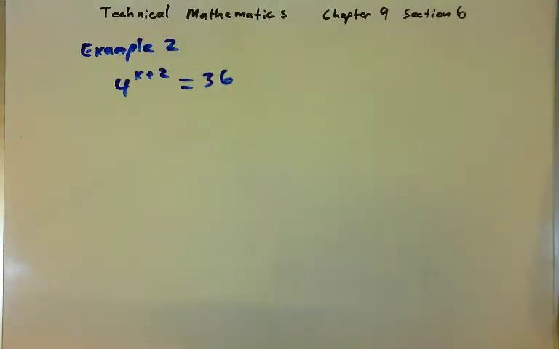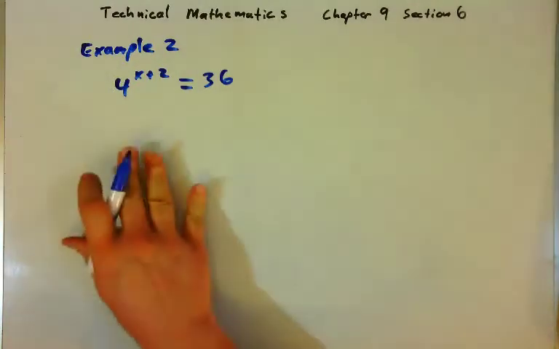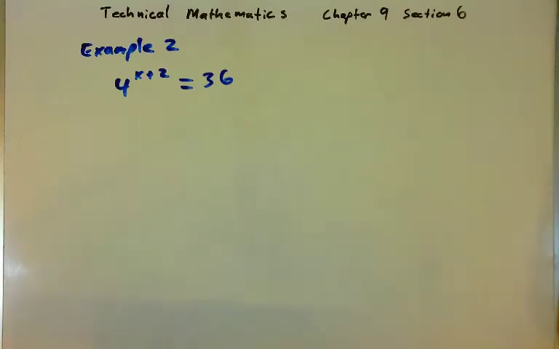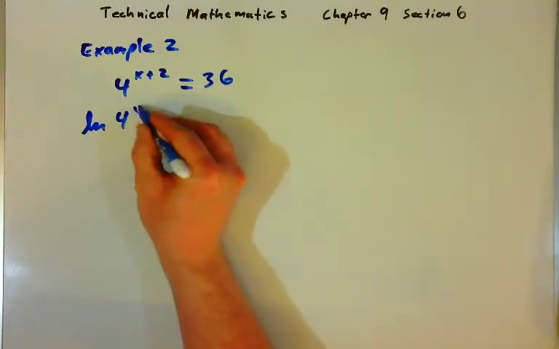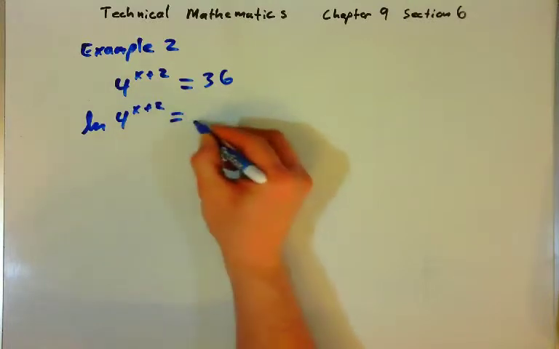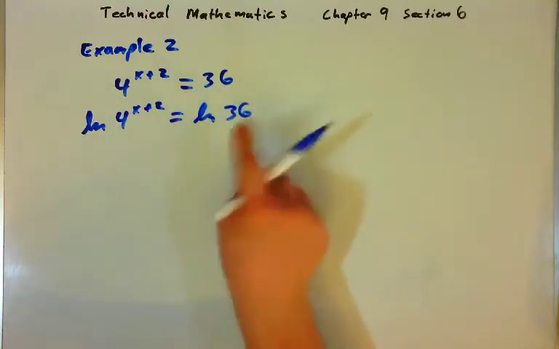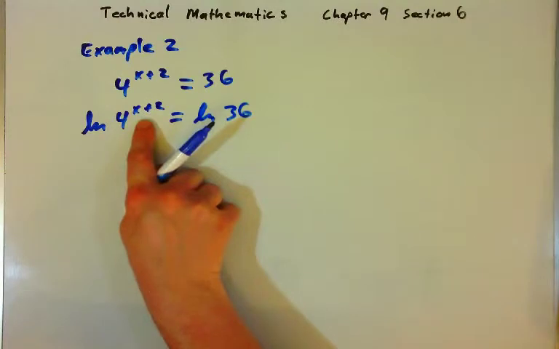This is example 2. It says 4 to the x plus 2 power is equal to 36. And so we'll want to do the same thing that we did last time. I'll start by taking the logarithm of both sides. It could be common log or natural log, it makes no difference. Maybe this time I'll use the natural log. I can take the natural log of 4 to the x plus 2 power is equal to the natural log of 36. And now the same rule applies.